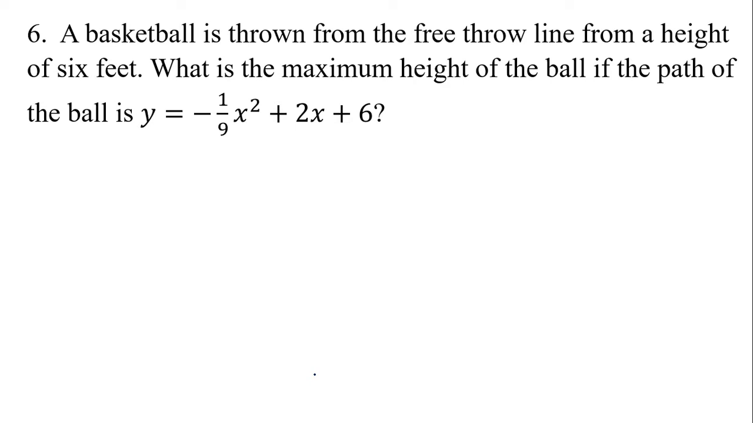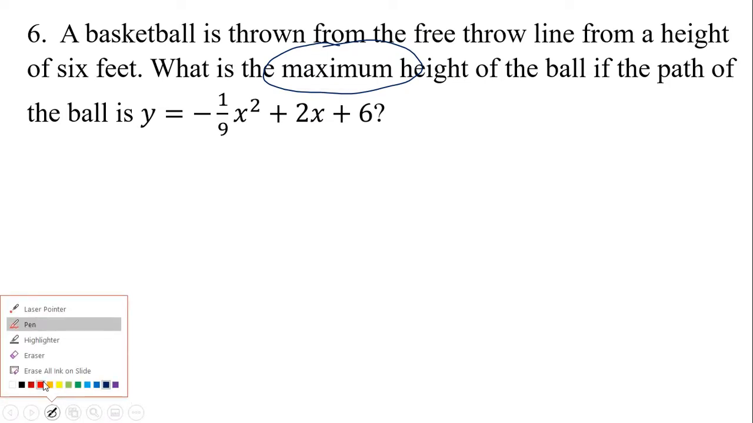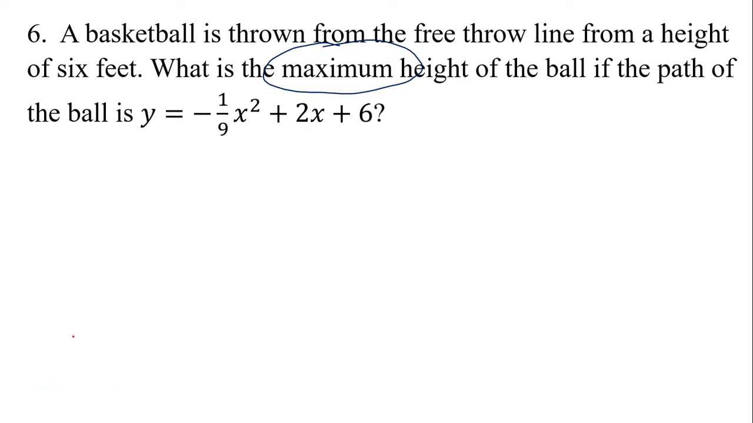So a basketball is thrown from the free throw line from a height of 6 feet. What is the maximum height of the ball if the path of the ball is negative 1/9 x squared plus 2x plus 6? So again, you know that it's a quadratic, of course, because of the squared. Whenever you see that they're asking for the maximum, you know that they're going to be talking about the vertex. Think about what the graph of this would look like.